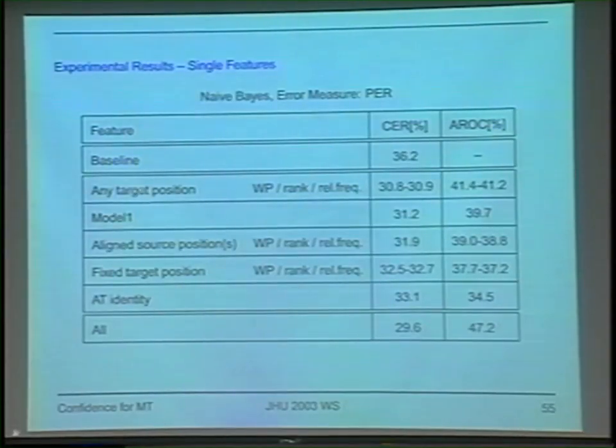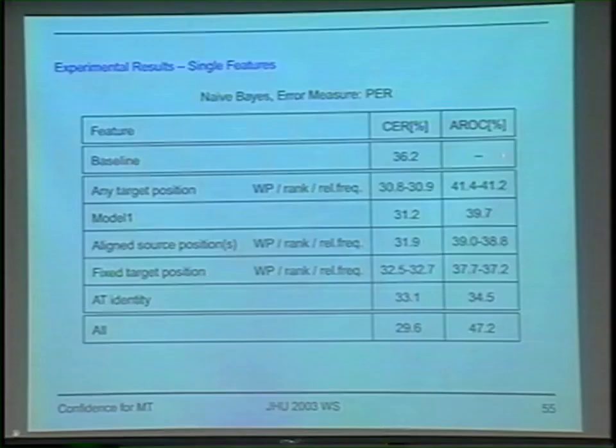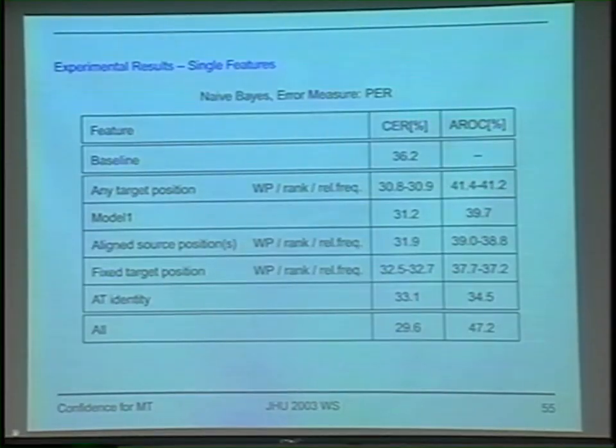And the features I picked here are the ones that did best in those experiments. So we see that those three different variants with the word posterior probability, the rank sum, and the relative frequency that take any target position into account actually performed best. We get an error rate of 30.8 to 30.9% for those 3 different variants. And here the AROC is 41 point something.